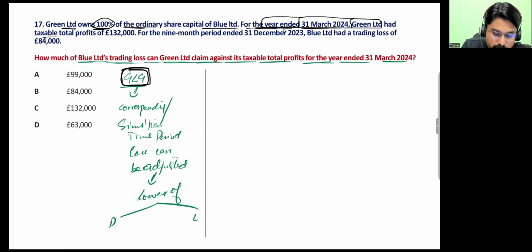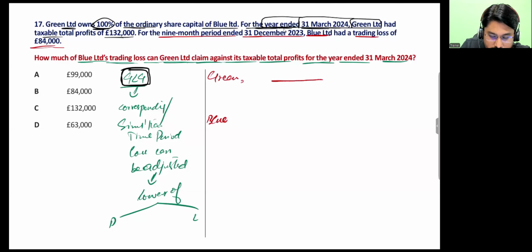Green Limited has taxable profits of 132,000, and for the 9 months period ended 31st December 23, Blue Limited has a trading loss of 84,000. So in the group loss group, there are two companies: one is Green and one is Blue. Green's time period is a complete 12 months, and Blue's time period ends after 9 months, right? So Green's results are for the year ended 31st March 24, in effect started on 1st April 23.